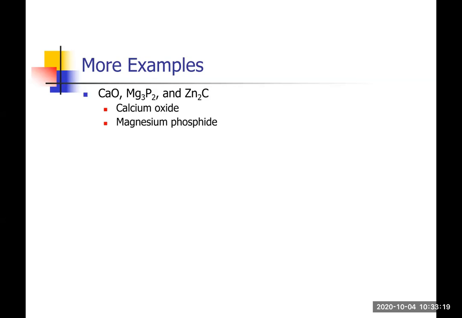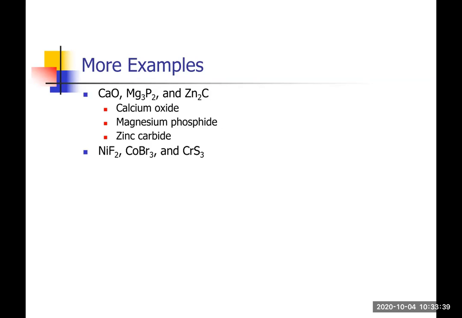The last one, zinc, is the full name of the least electronegative element, and again, zinc doesn't behave like a transition metal, even though it's in the D block. So we say the stem of carbon and add the IDE suffix. So that is zinc carbide.